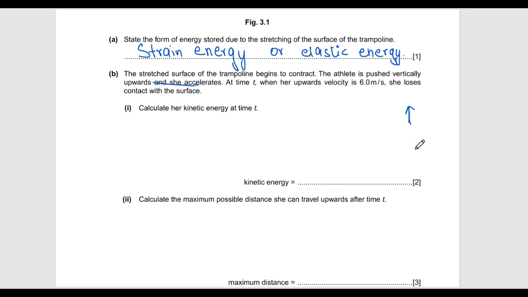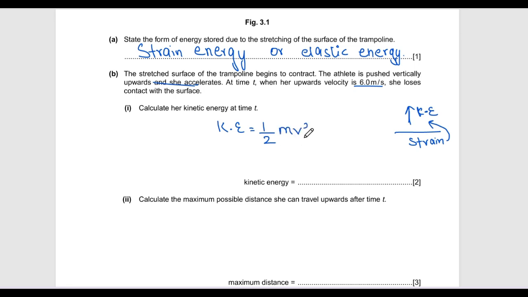We know that when the girl pushes the trampoline, the strain energy is stored in it, and when she puts herself up, all the strain energy is converted into kinetic energy of that girl. So how can we get the kinetic energy when she is moving with 6 meters per second upward? We can write the formula of kinetic energy first. Kinetic energy equals half mv squared.